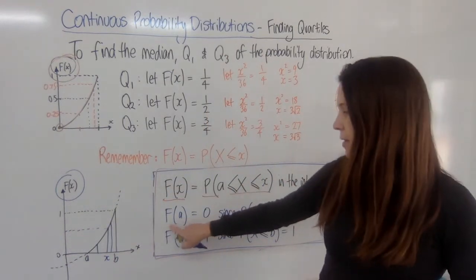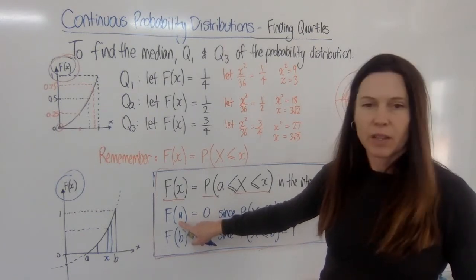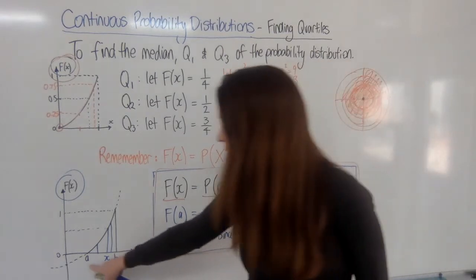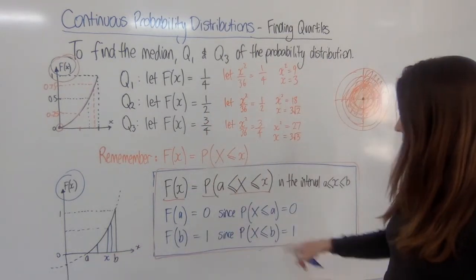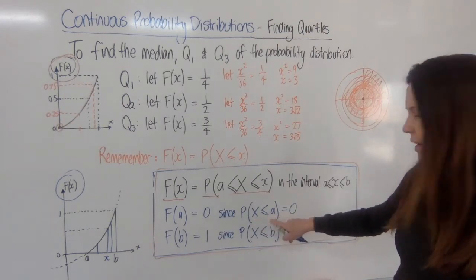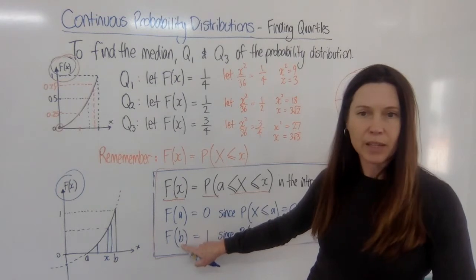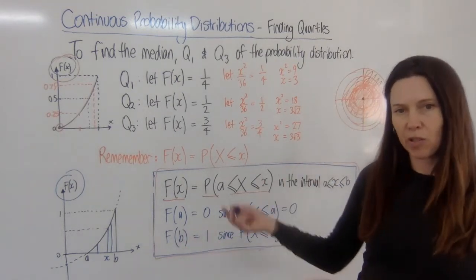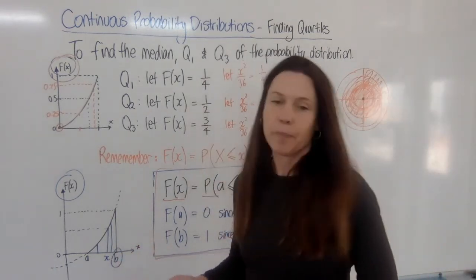And it makes sense then that if you sub in a, you're finding the probability that your outcome is less than a, well that's going to be impossible because it's already defined as the lower limit. So that'll be 0. And if you say what's the probability that our outcome is equal to or less than b, well that would be 1 because it's a certainty, and that's because b is defined as your upper limit.